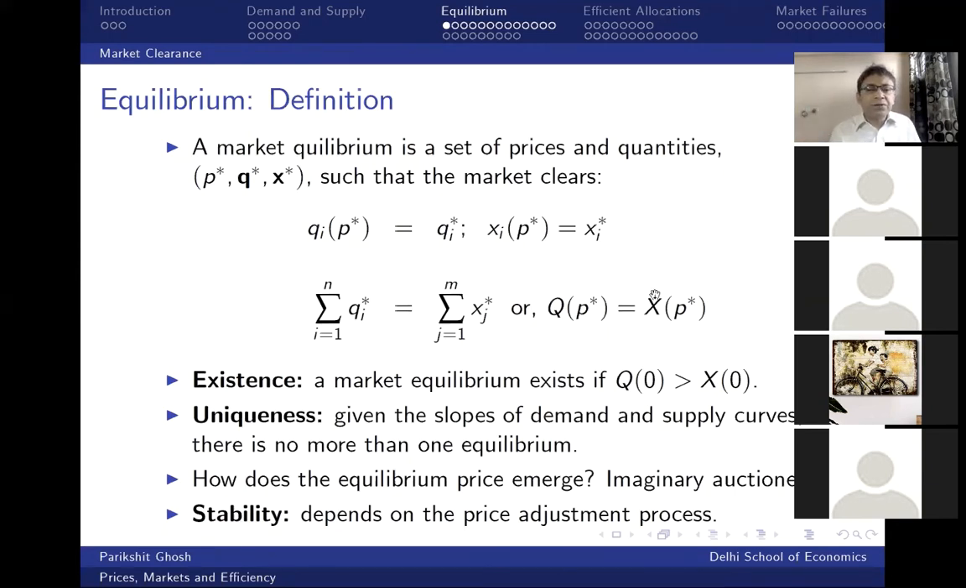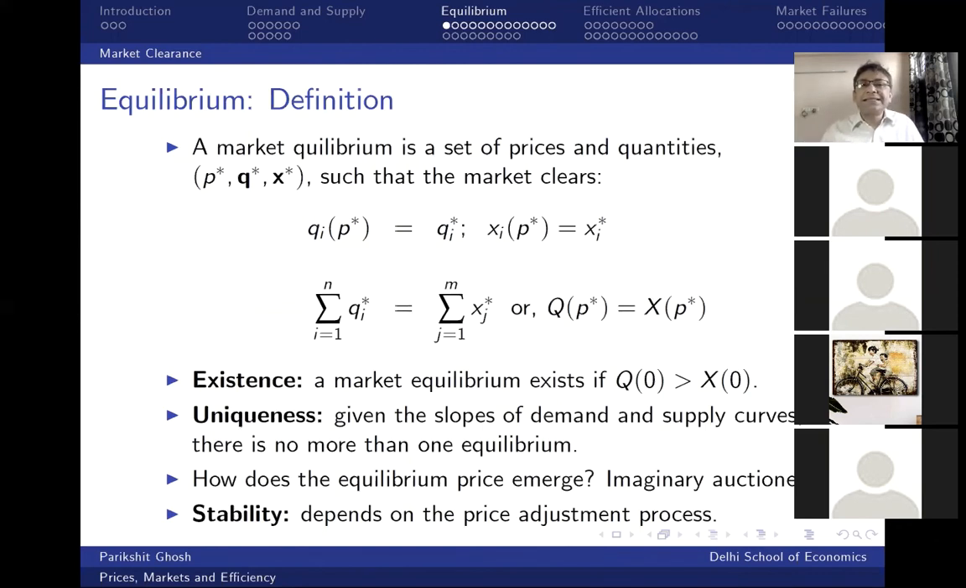Now, let me mention a few issues related to this concept, but this is going to be the core concept which will apply. So one issue is existence. These are theoretical issues that, okay, given this definition, can we be sure that we can always find a price which will lead to market clearance? I mean, usually, yes. Then there's an issue of uniqueness, okay?